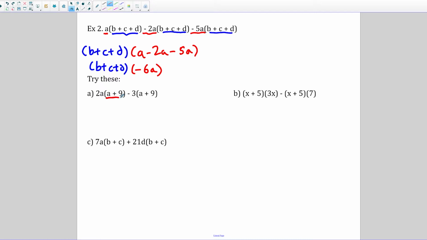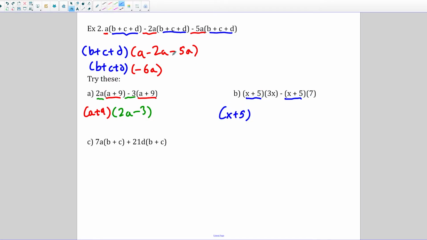Our common factor here is our a plus 9, so I'm going to factor that out to the beginning. So the a plus 9 goes to the front, and whatever's left over ends up being my second binomial factor, which is 2a minus 3. I'm going to do the same thing in question B. So the x plus 5 and x plus 5 will be the same common factor, so that comes out to the front.